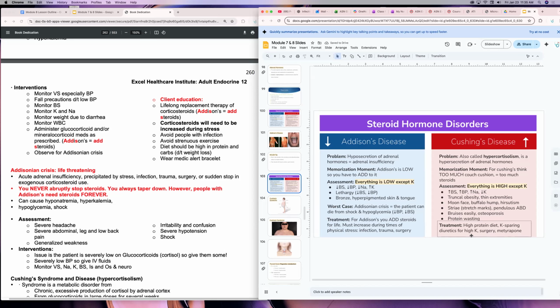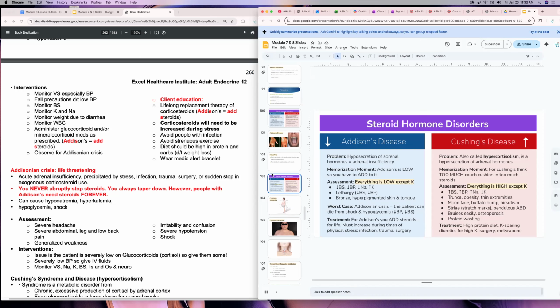The treatment for Cushing's disease is a high protein diet because the excess of steroids can lead to protein wasting, potassium sparing diuretics, because we want to help with fluid overload, but we don't want to drop their potassium. Surgery, if the Cushing's disease is because of a tumor or something compressing on the adrenal glands, and metyrapone.